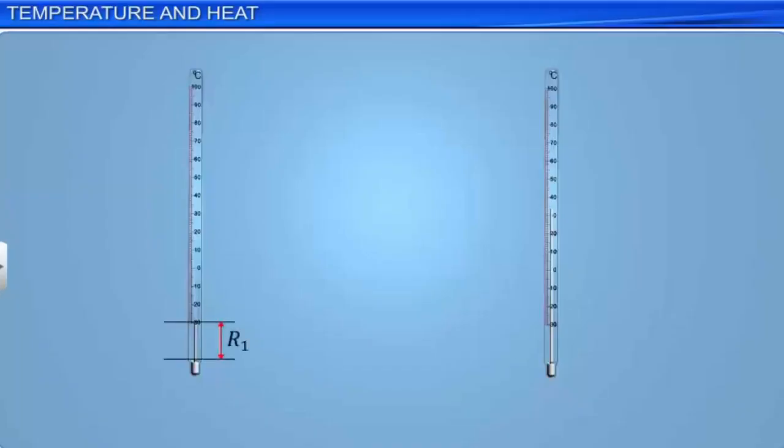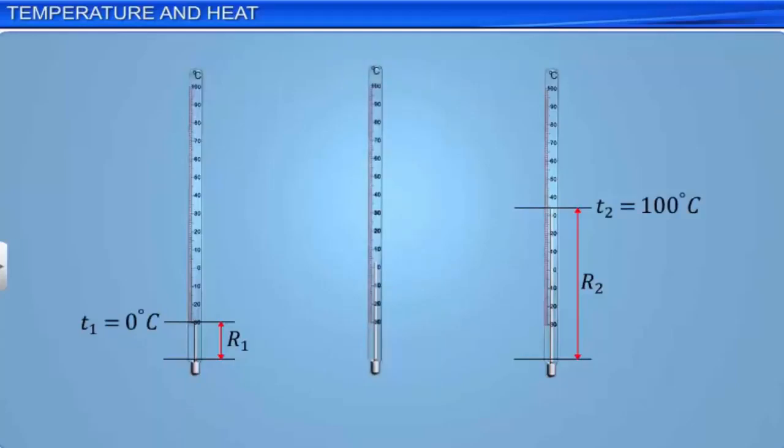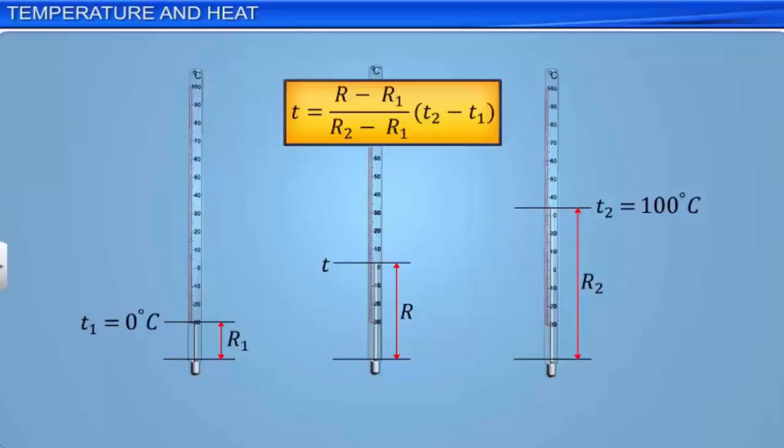If R1 and R2 are the values of the identified property at the two reference temperatures T1 and T2, then temperature T when the property has a value of R is given by T equals (R minus R1) by (R2 minus R1) into (T2 minus T1).